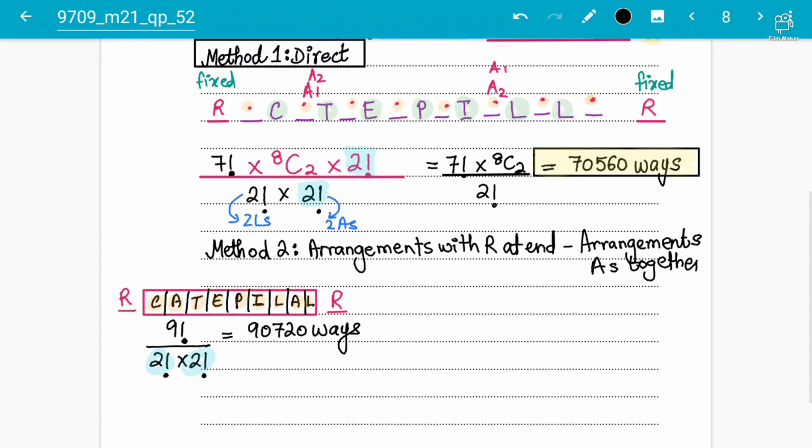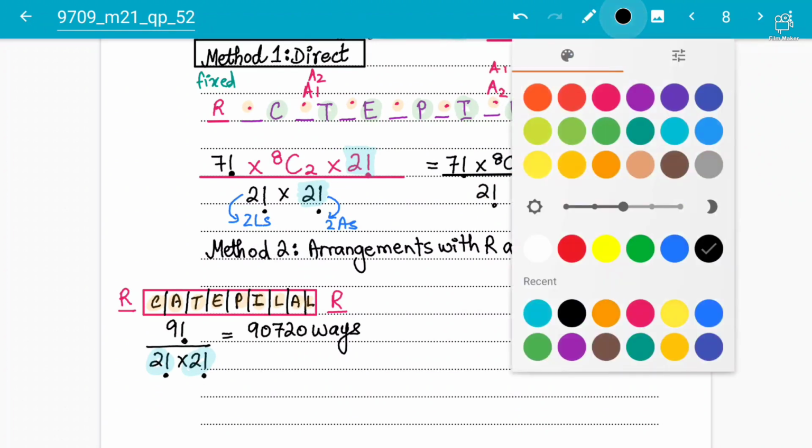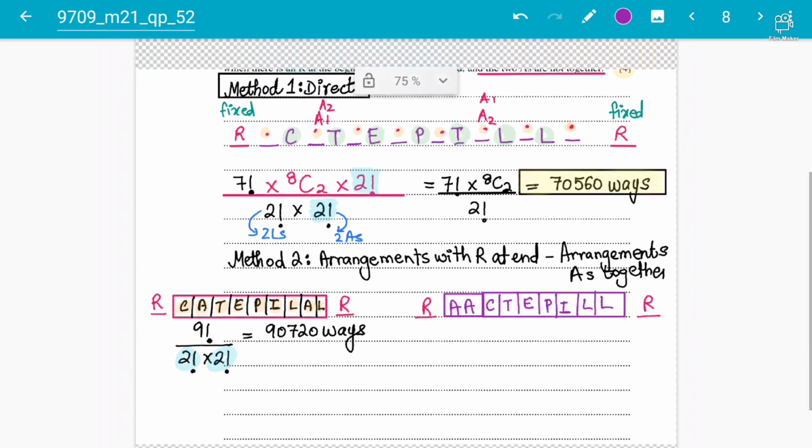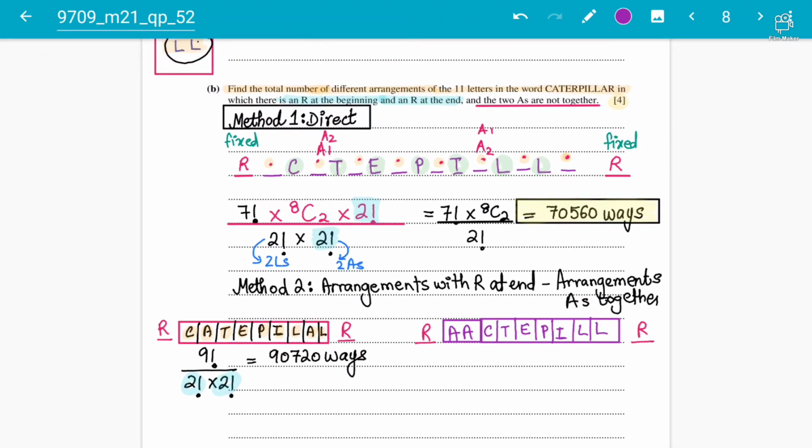Now you're going to find arrangements with the A's together. So you start off again with R and end with R, and then you make the A's together. So the two A's are together, and then all the remaining letters will be coming in other boxes. All of the different boxes will be coming. So here we go, box for C, then T, then E, then P, then I, then L, and then L. So 1 2 3 4 5 6 7 8 9 10 11, all the letters are completed, okay students. So now how many boxes? You can count the boxes.